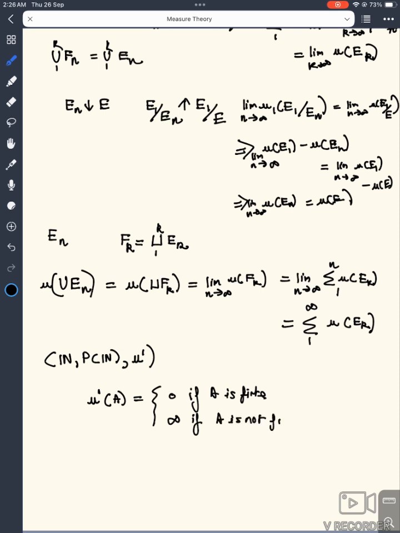So this is clearly a measure. If you take a disjoint union so that one of the sets is not finite, then the right side will also be not finite. So once one of them is infinity, the entire thing will be infinity. And if every one of them is finite, then this is a finite entity. If you take a finite disjoint union of finite sets, it is also finite, so both sides agree.